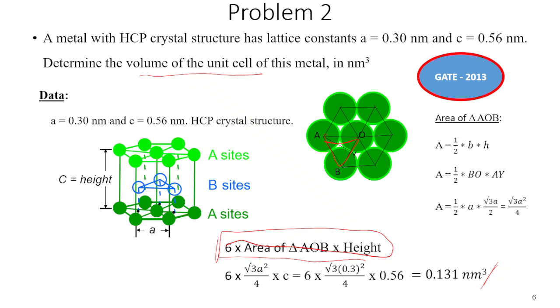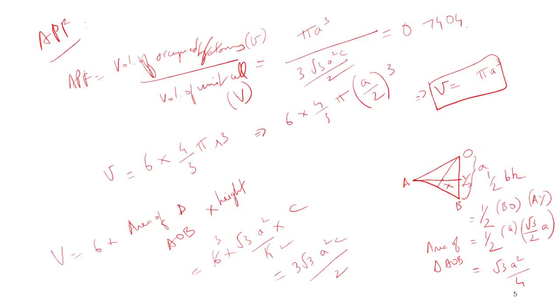Sir, for that C by A that you solved in the previous problem, was that in all the cases, or is it some special case where this happens? No, no. C by A is constant for all cases. Any HCP structure means C by A should be 1.633 something. Okay, sir. Yeah, it's constant only. Don't worry.